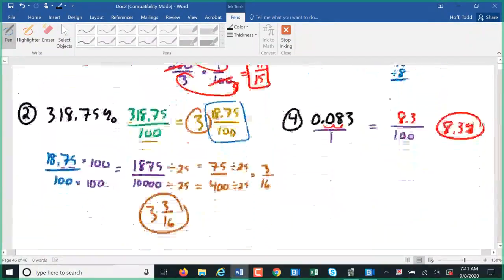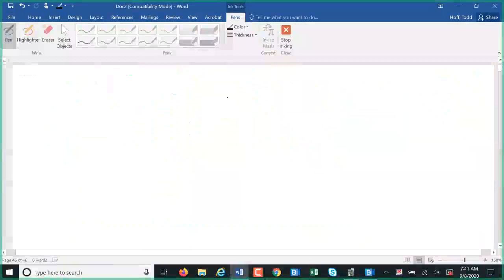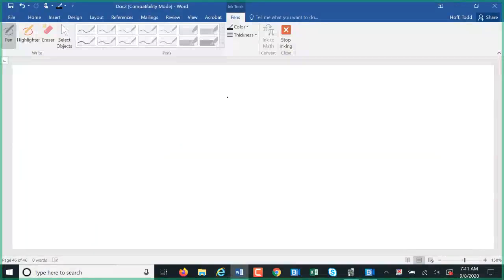Okay. So we left off last week talking about benchmarks, and we use those benchmarks to do a couple of different things. We use them to double check our work, or at least to have an estimate of our work so we knew about where it should be. And we even use some of the benchmarks to calculate some relatively simple percents. Well, today I want to look at actually calculating those percents. And we're going to use two processes.